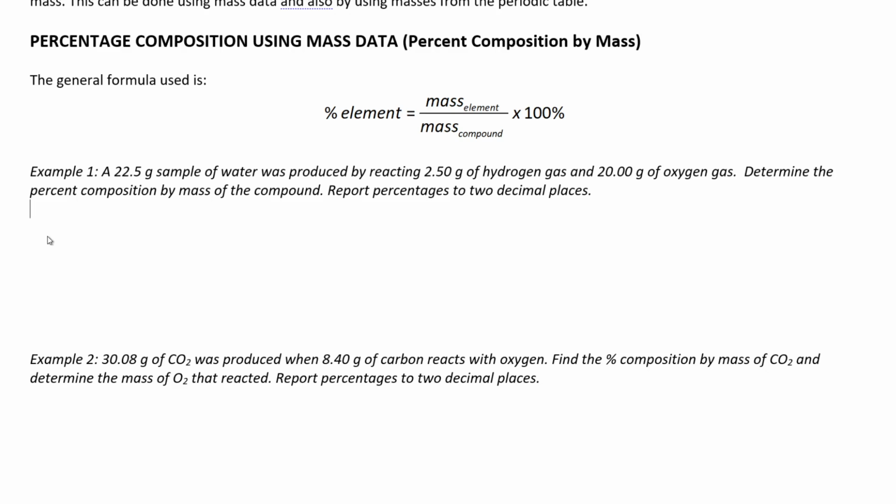So if I want to find the percentage composition, let's start with hydrogen. The percent of hydrogen is equal to the mass of hydrogen over the mass of water times 100%. The mass of hydrogen given in the question is 2.50 grams. The mass of water given in the question is 22.5 grams. I'm going to multiply that by 100%. And I end up with 11.11% hydrogen.